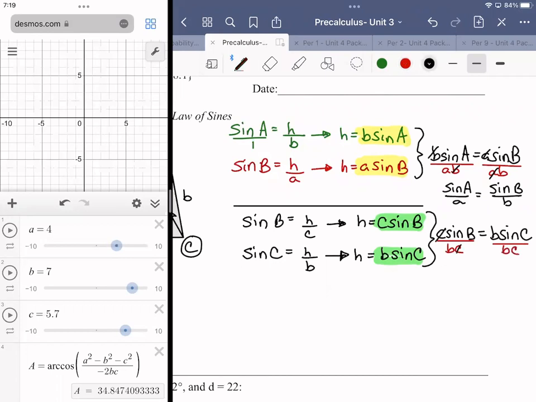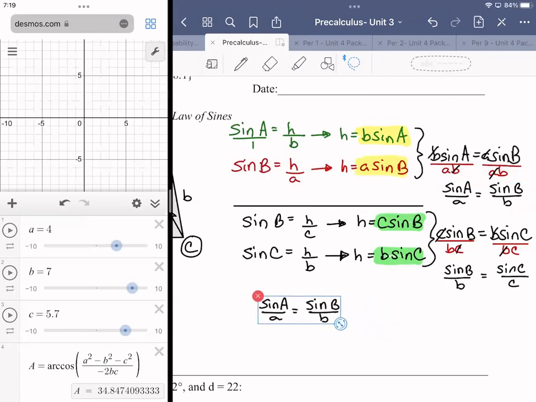The C's would cancel, telling me that sine of B over B, and over here the B's would cancel, is equal to the sine of C over C. All right, so I get a relationship here that is the basis of the law of sines, because I can say now the sine of A over A is equal to the sine of B over B. And the sine of B over B is equal to the sine of C over C.